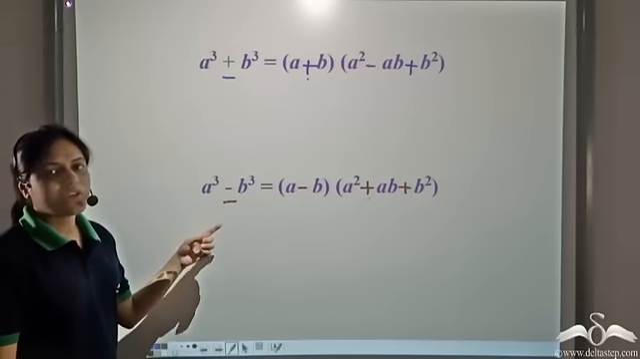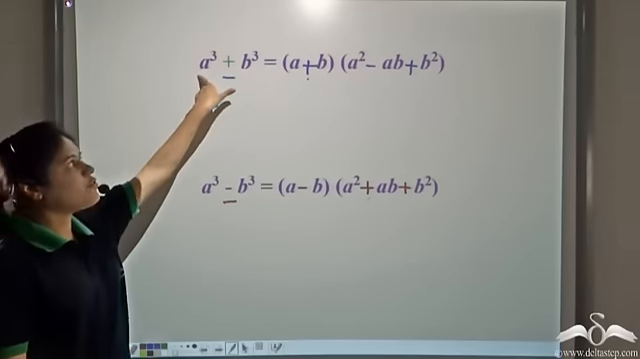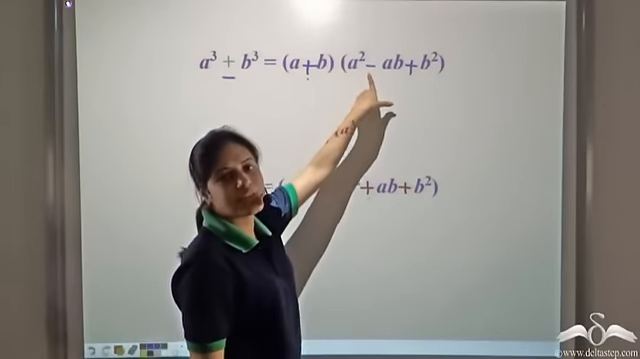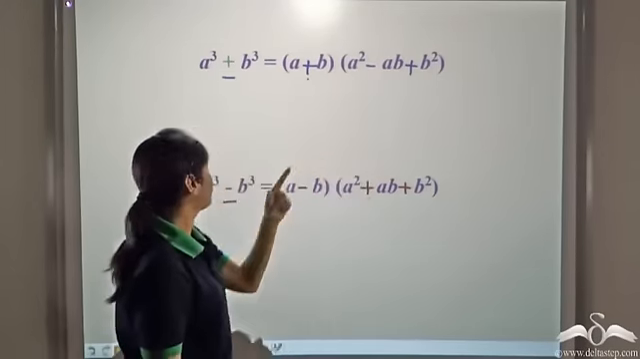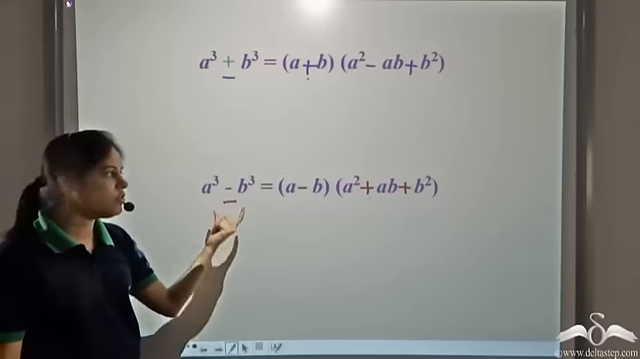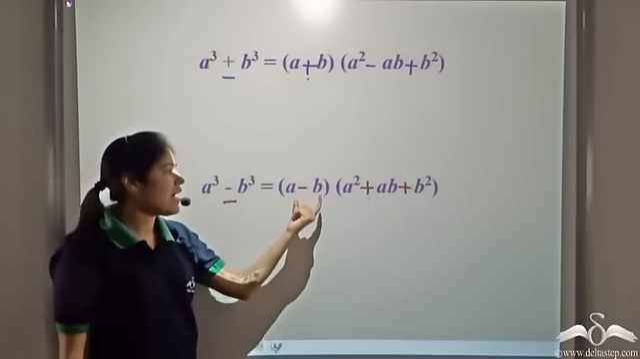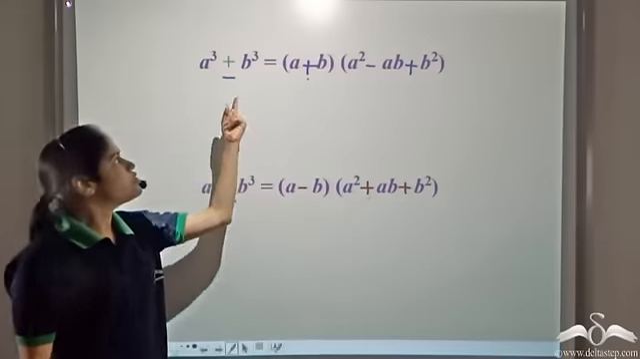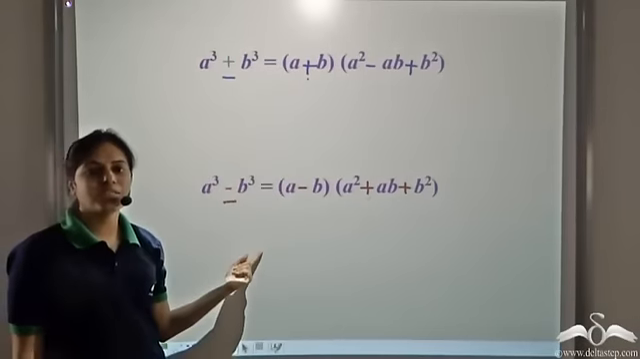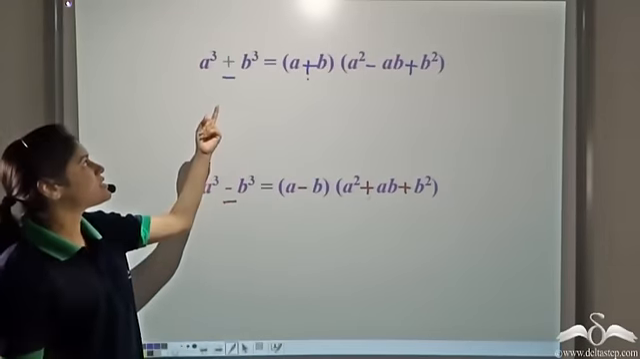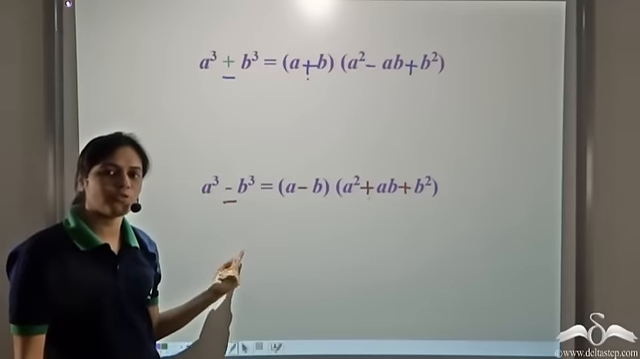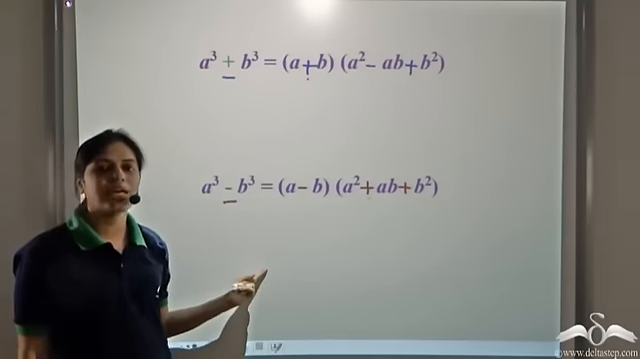So you can remember it as, if you have a cube plus b cube, you have a plus b and the reverse sign here, which is minus. If you have a cube minus b cube, you have a minus b and the reverse sign here, that is the plus sign. So we can remember these two identities and calculate the sum of the cubes of two numbers and the difference of the cubes of two numbers using these identities.